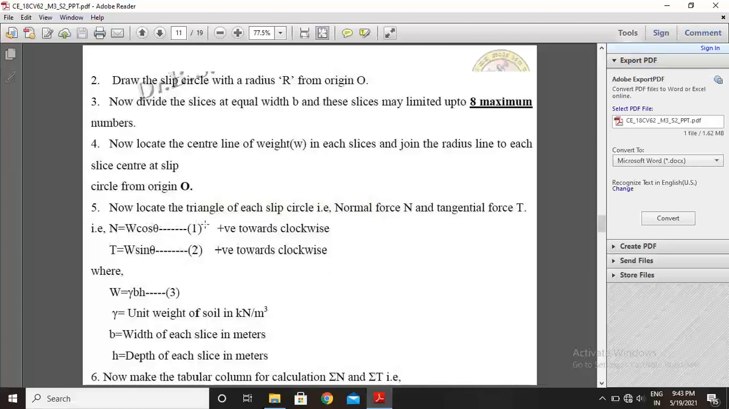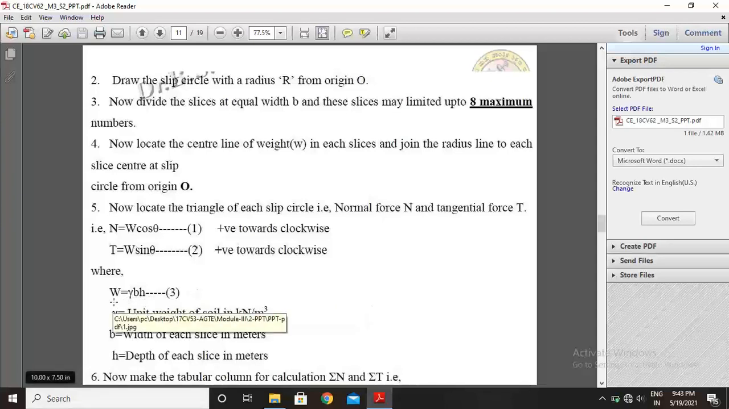Next step, locate the force triangle of each slice on the slip circle, that is normal force N and tangential force T. Normal force N equals W cos theta. This is equation 1. Positive towards clockwise direction. Tangential force T equals W sin theta. This is equation 2, and positive towards clockwise direction. Positive and negative is important: clockwise positive, anti-clockwise negative. Where W is gamma B H. This is equation number 3.